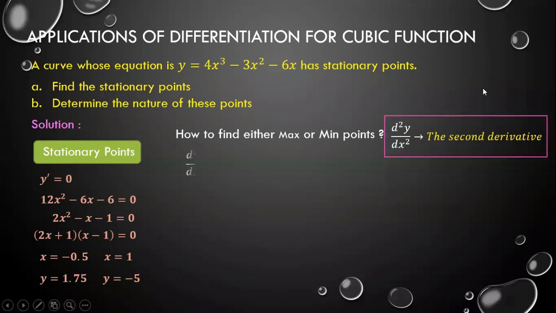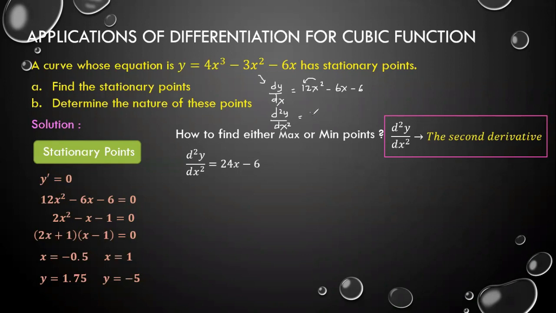Next, the d2y over dx squared equals 24x minus 6. Is it clear to everyone? dy over dx equals 12x squared minus 6x minus 6. So d2y over dx squared, the second derivative, is 24x minus 6. That's why we found this one. Clear to everyone?